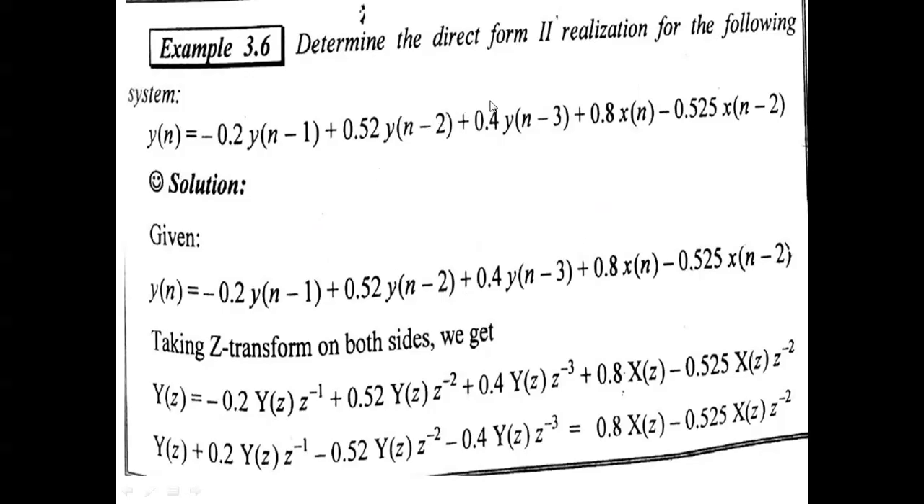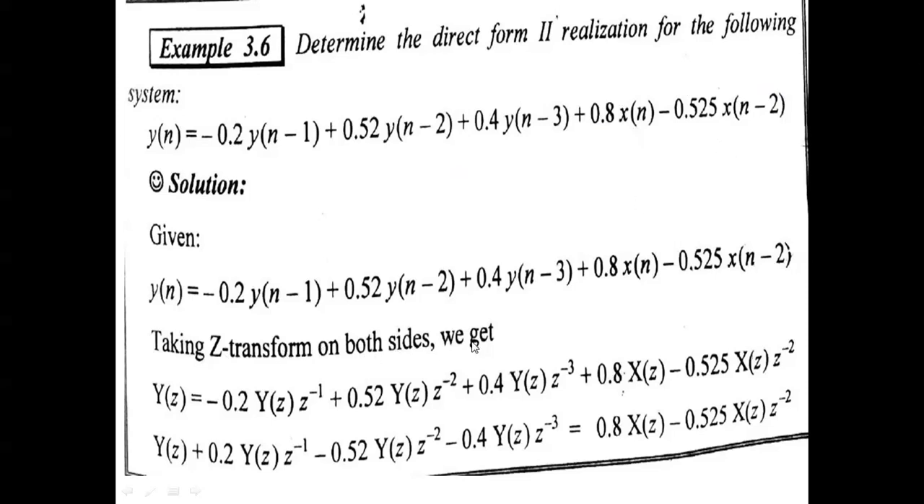So determine the direct form 2 realization for the following system. This is an example: y of n equals minus 1 y of n minus 1, 0.52 y of n minus 2, 0.4 y of n minus 3, plus 0.8 x of n minus 0.525 x of n minus 2. This is the value they have given. Up to the y terms we consider as the y of n side. After this, the x terms are the x of n side.